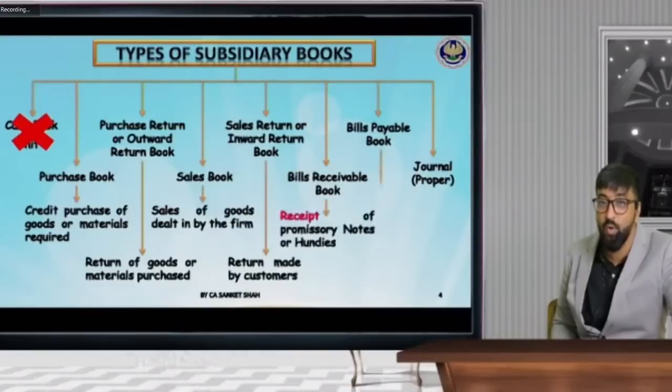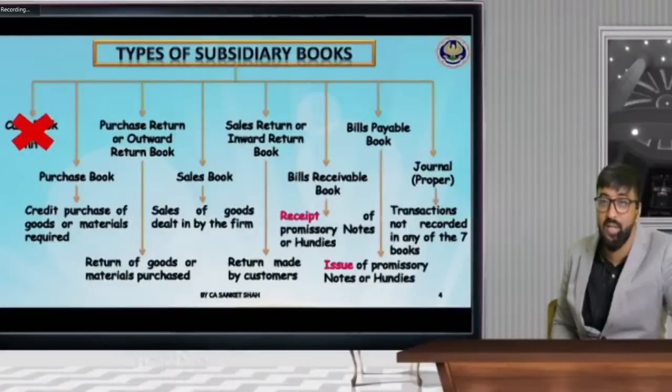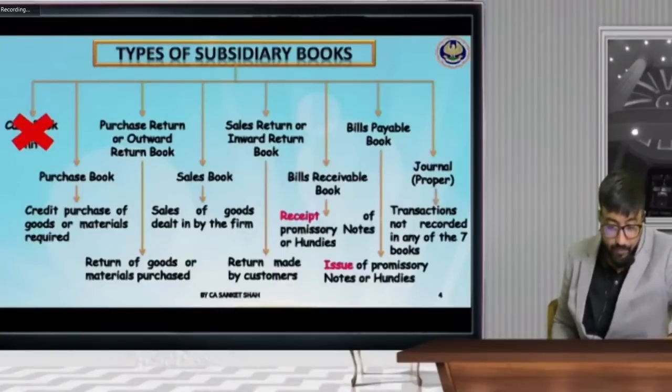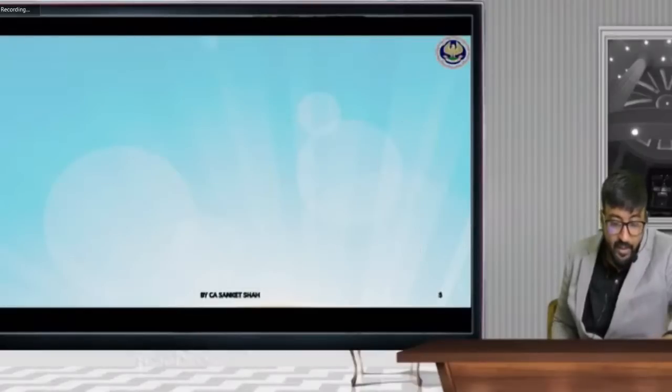Bills receivable book: receipt of promissory notes, issues of promissory notes. And the journal proper is a residual book, which records what is not recorded in these 7 books. Petty cash book, beta, we are going to understand it in the next session.